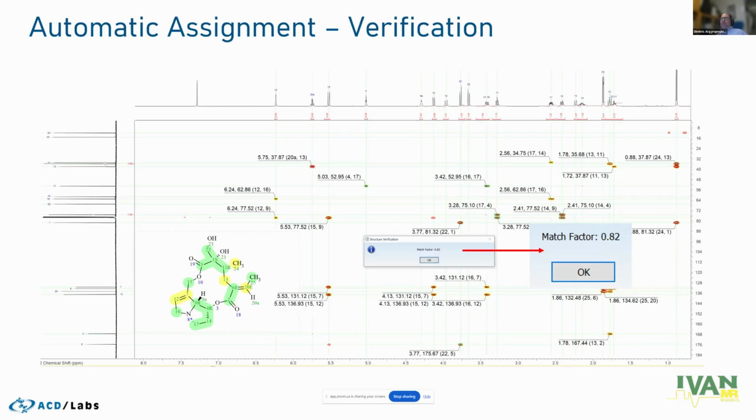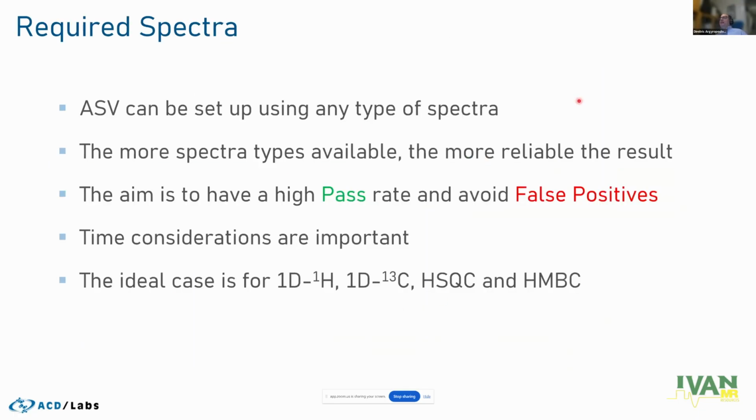So the next question that people are asking is what spectra are required to do automated structure verification. In reality, you can set it up with any type of spectra. There is no problem setting it up with just HSQCs or just proton. However, the more spectra types you have available, the more reliable the result is. And I'm focusing on the word reliable. You're not going to have a higher match factor if you have more spectra, but the match factor you will have is going to be more reliable because you will have more parameters that are taken into account.